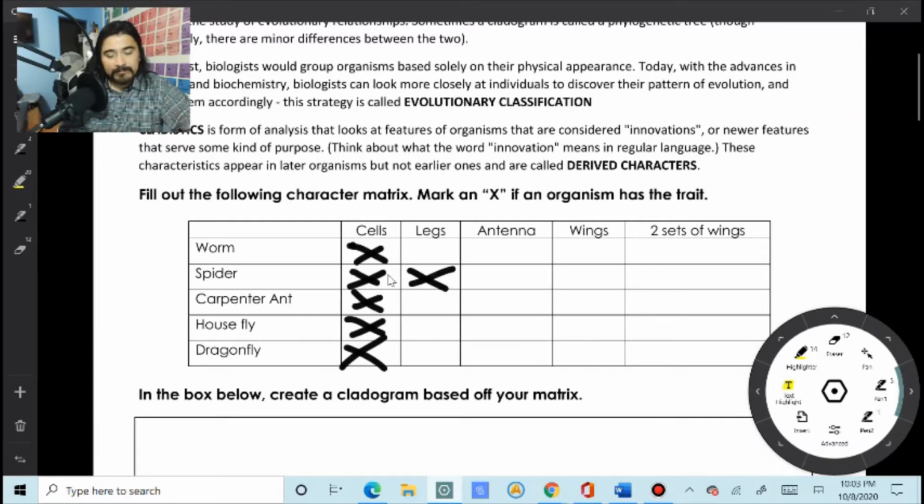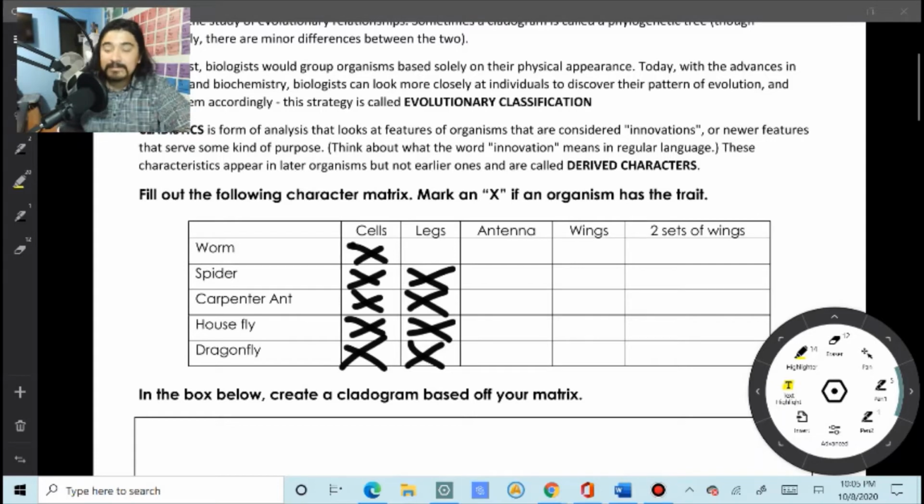A carpenter ant. Pause. Yes, carpenter ants do in fact have legs. A housefly. Pause. Yes, houseflies do in fact have legs. And last, a dragonfly. Pause. Yes, dragonflies have legs. So all but worms have legs. Okay, let's move on to the next one.